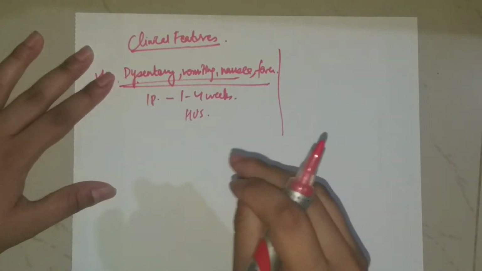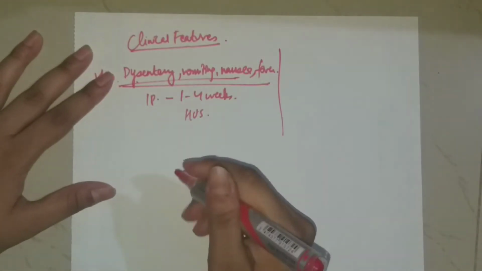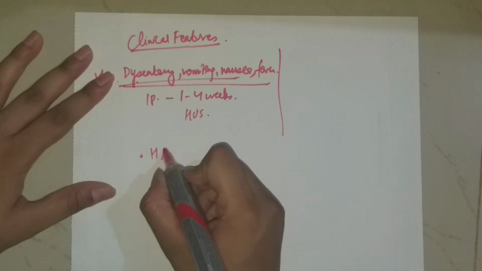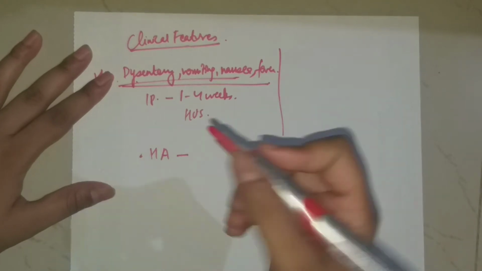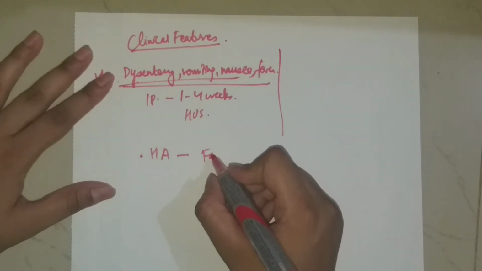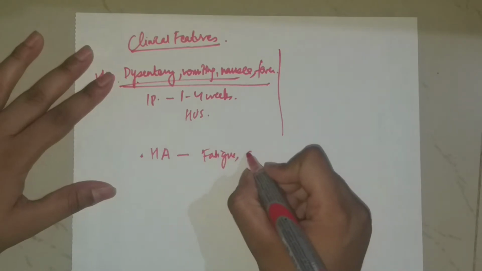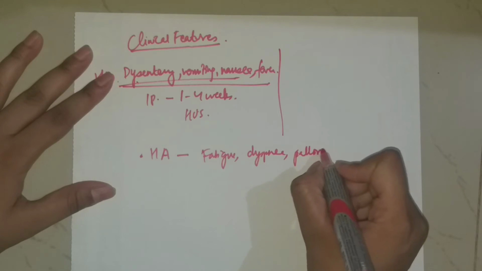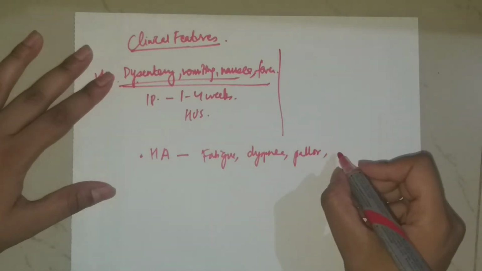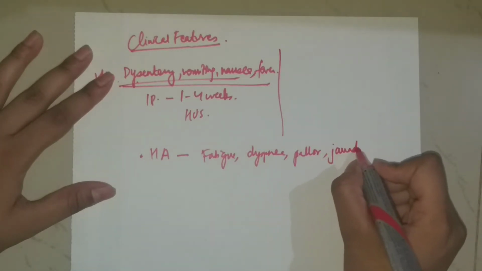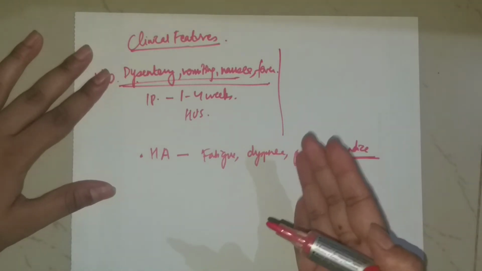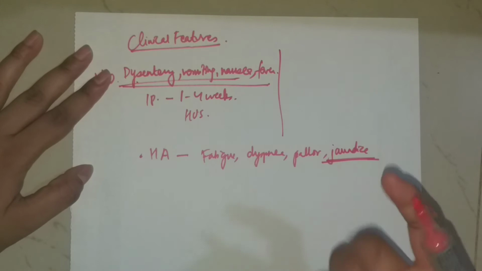Then I told you the three main features. There is a hemolytic anemia, of course. In any anemia there is fatigue, dyspnea, pallor is seen, and the person appears very pale. And there is jaundice in this because it is hemolytic anemia. So of course there is increase in indirect bilirubin in the blood, and there is also jaundice.